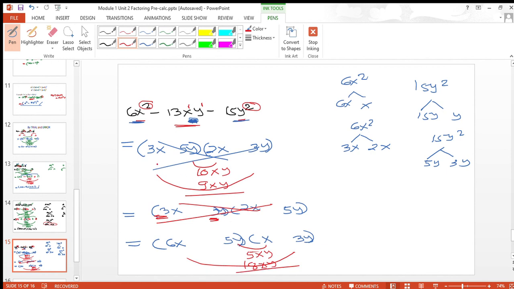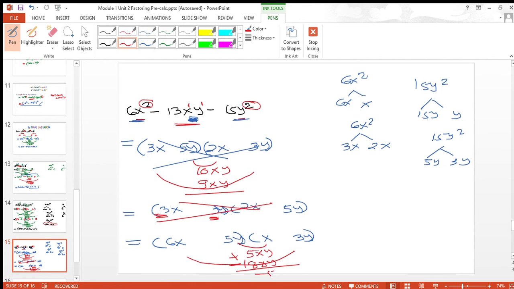What do we need? 13. So that's possible. Negative 13. So to get negative 13, this must be negative. This must be positive. We get negative 13xy, which is the desired remaining term. So if this is minus 18, since it's the product of 6x and 3y, this must be negative. Then this is positive 5xy, so this must be positive.